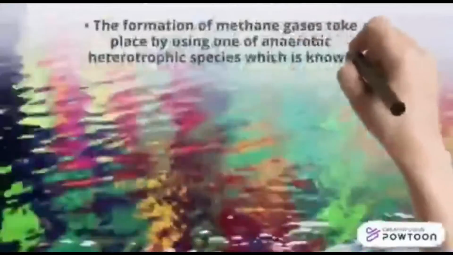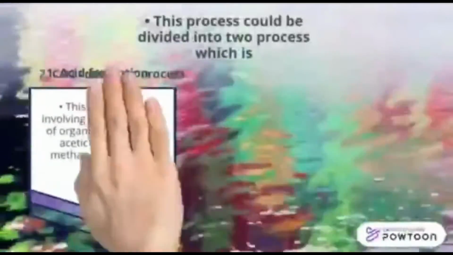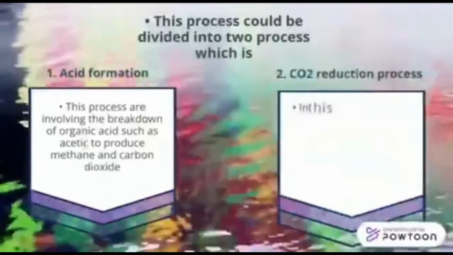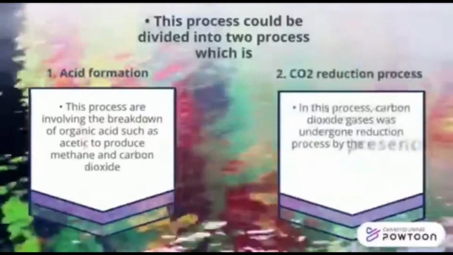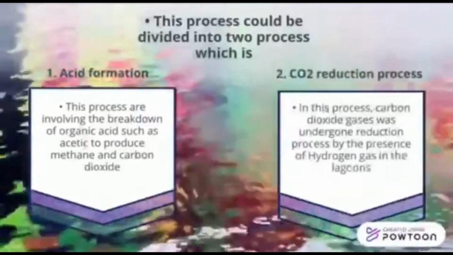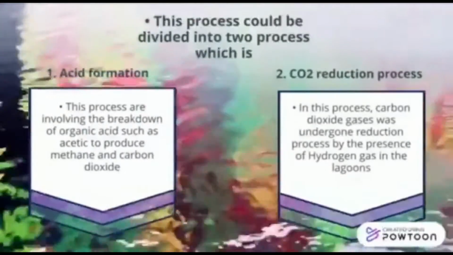The formation of methane gas takes place by using one of the anaerobic heterotrophic species, which is known as methanogenic microorganism. This process could be divided into 2 processes. The first is acid formation, involving the breakdown of organic acid such as acetic acid to produce methane and carbon dioxide. The second process is CO2 reduction. This process involves carbon dioxide gas undergoing reduction by the presence of hydrogen gas in the lagoons.